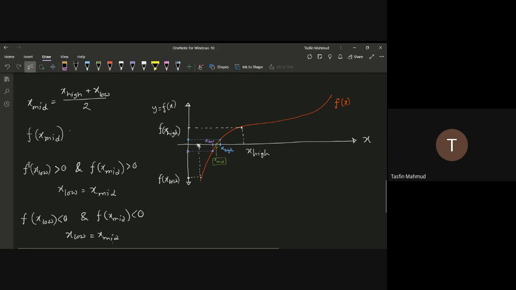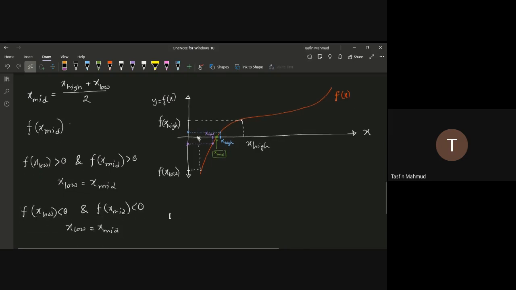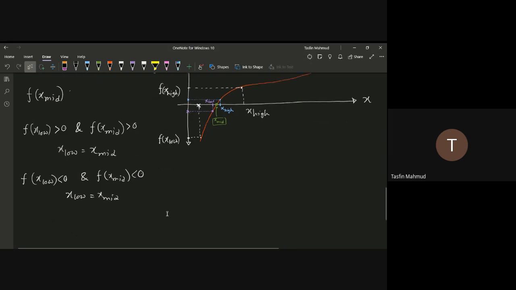If the two function values match, if both of them are positive, then we will update the x low, or if both of them are negative, then in that case we will also update the x low. And the case will also be similar for x high, f of x high.